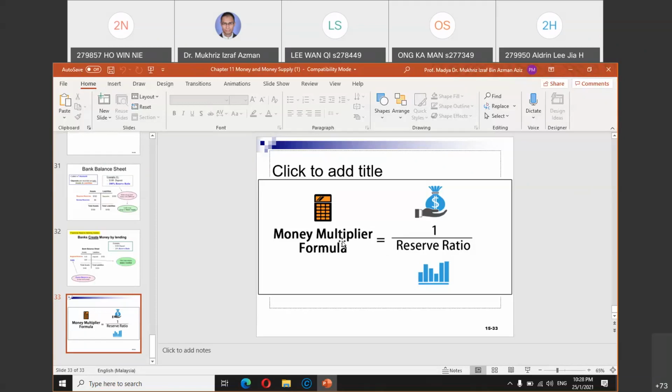So check again on this money multiplier. How do you calculate the money multiplier, and how much money can be created based on this formula multiplied by the amount of loan, so you can get the total money created from this money multiplier formula.